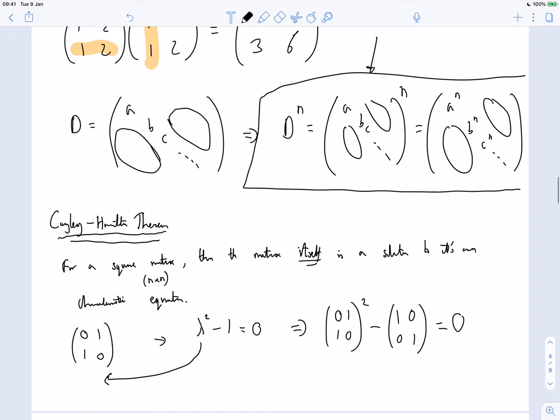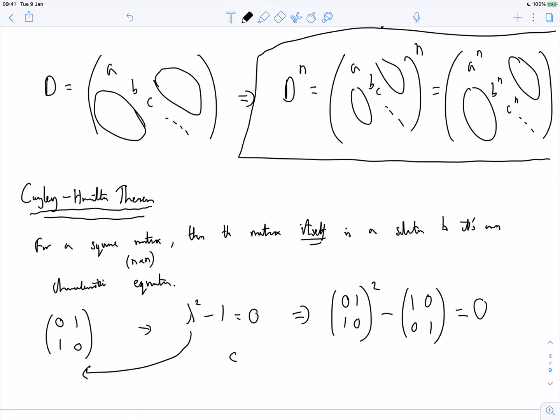Now, let's check for ourselves what's going on here. Let's have [0, 1; 1, 0] times [0, 1; 1, 0], which is that matrix squared. Well, let's do this again. First row, first column: 0 times 0 plus 1 times 1 is a 1. And then first row, second column: 0 times 1 plus 1 times 0, that's a fat 0.